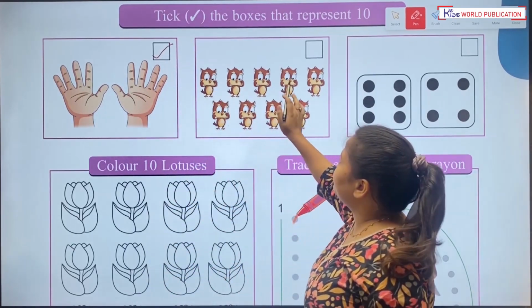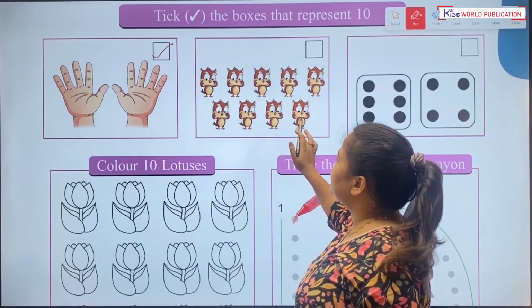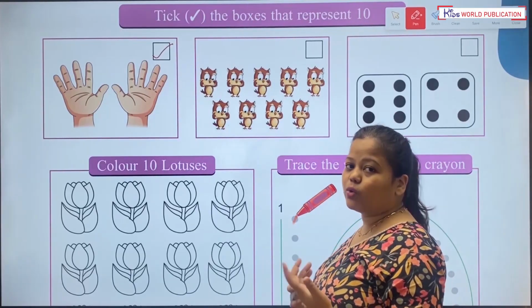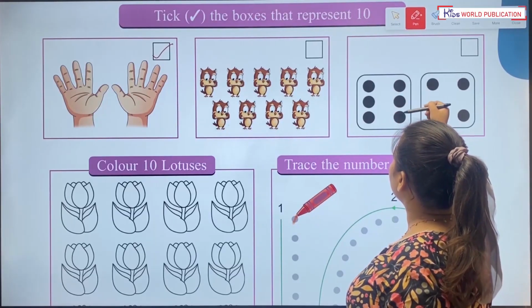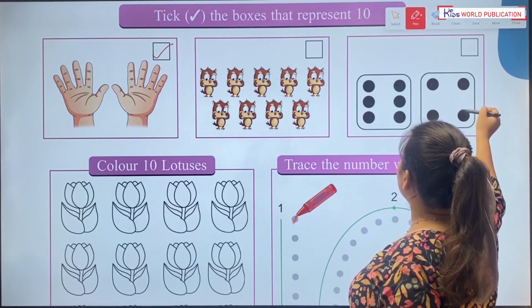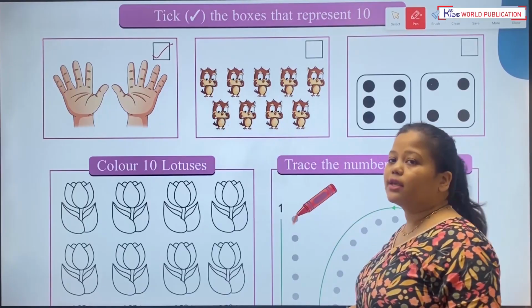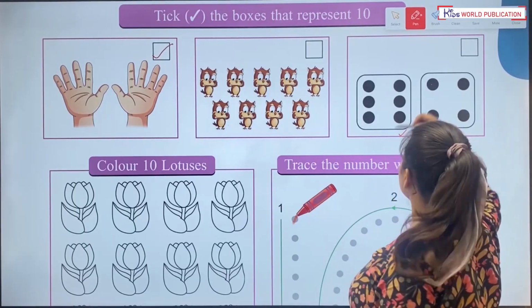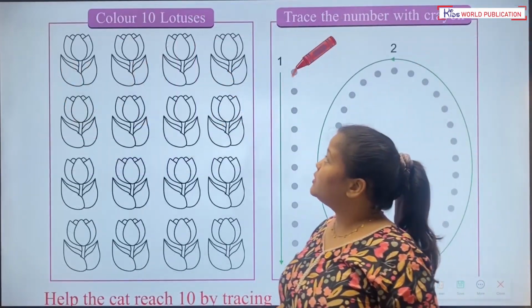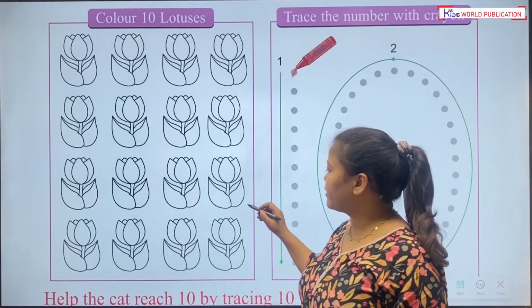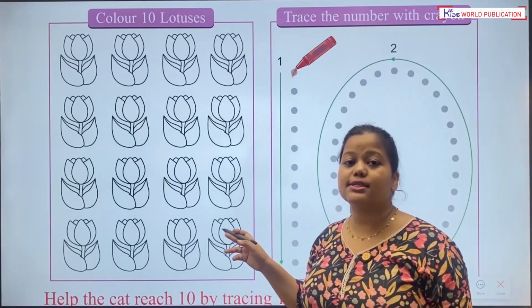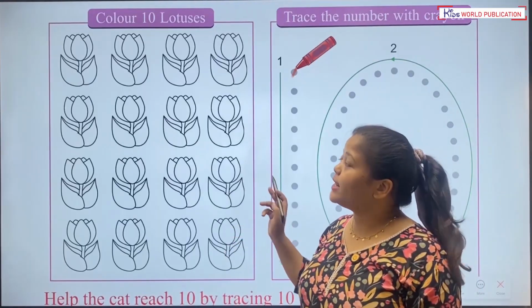1, 2, 3, 4, 5, 6, 7, 8, 9. There are 9 owls, so we will not tick it. 1, 2, 3, 4, 5, 6, 7, 8, 9, 10. There are 10 dots in the dice, so we will tick the box. Color 10 lotus. So kids, here you can see lots of lotus are given. So you will count the lotus and color only 10 lotuses.